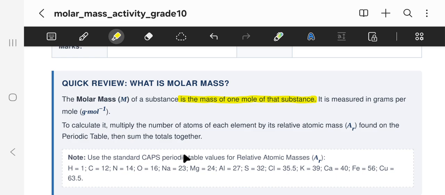We are going to be using our periodic table values for the relative atomic masses. For example, hydrogen has a relative mass of 1, carbon has 12, nitrogen has 14, oxygen has 16, sodium 23, and so forth. I want to show you the periodic table to show you how this works.